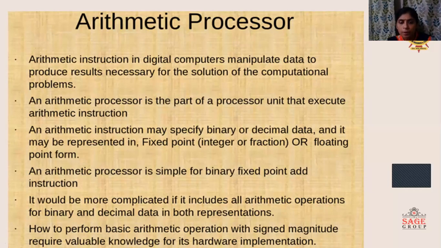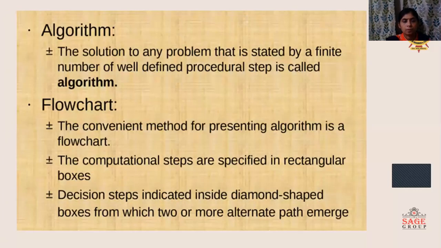In arithmetic processor, we will see the fixed point signed magnitude data as hardware implementation as well as its flowchart. Algorithm, as we know, the solution to any problem that is stated by a finite number of well-defined procedural steps is called algorithm, and flowchart is the diagrammatic representation of a complex problem. The convenient method for presenting algorithm is a flowchart, and we will use it in rectangular boxes or diamond shaped boxes.